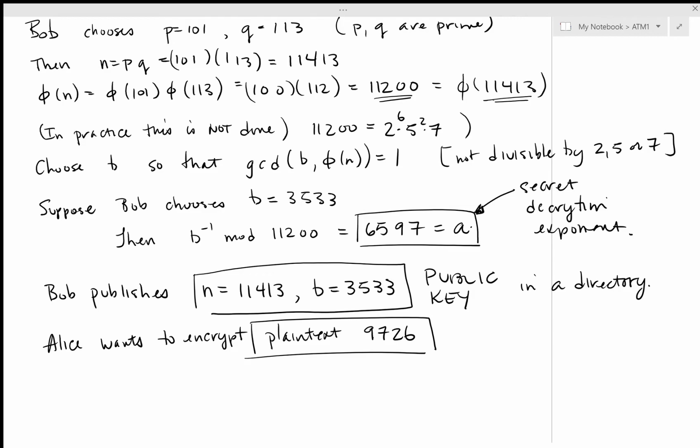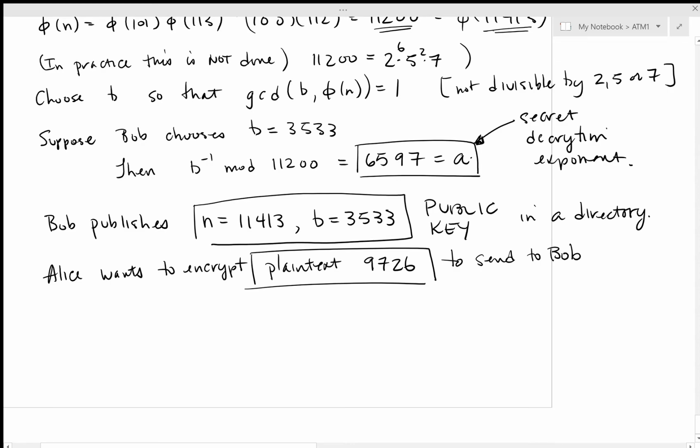So I've picked this for my plain text: 9726. So Alice wants to encrypt this to send to Bob. Well, that's the plain text, so obviously she has to encrypt it and then send him the ciphertext.